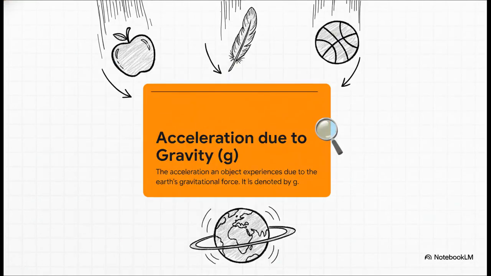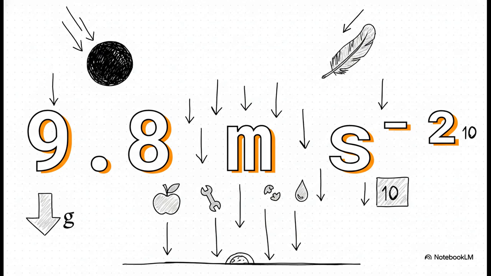Now, as an object falls, what happens to its speed? It increases, right? This change in velocity means there has to be an acceleration. And this specific acceleration, which is caused by Earth's gravity, has a special name. We call it the acceleration due to gravity, and we use the letter g to represent it. And here's the amazing part. Near the Earth's surface, the value of g is more or less constant for all objects. It doesn't matter if they're big or small. Its value is approximately 9.8 meters per second squared. Sometimes, just to make the calculations easier in problems, you might be asked to use the value 10.